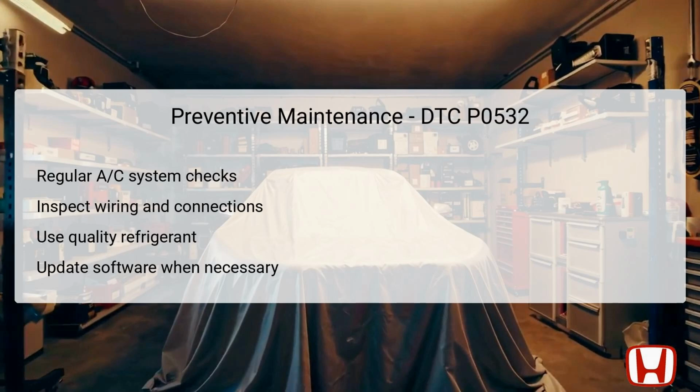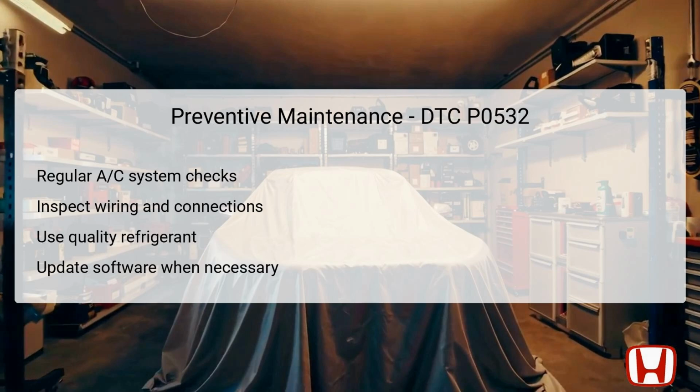To prevent the recurrence of issues associated with DTC P0532, it is highly beneficial to establish a routine of preventive maintenance for the AC system. Regularly checking the air conditioning system will help identify issues before they escalate, ensuring timely interventions when necessary. Inspecting wiring and connector integrity should be part of regular maintenance to detect wear or corrosion early, which can cause future failures or erroneous sensor readings.